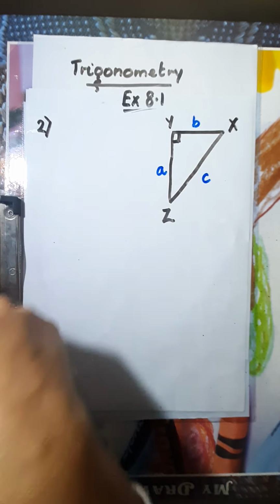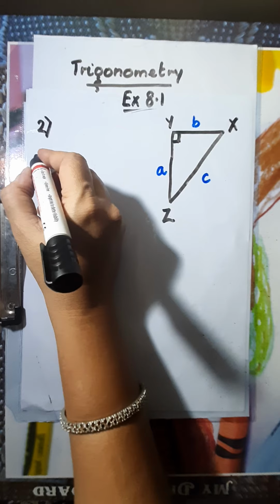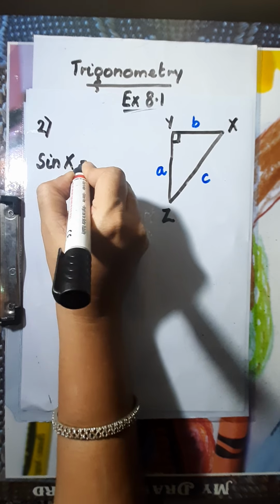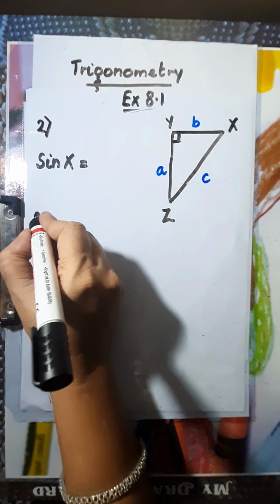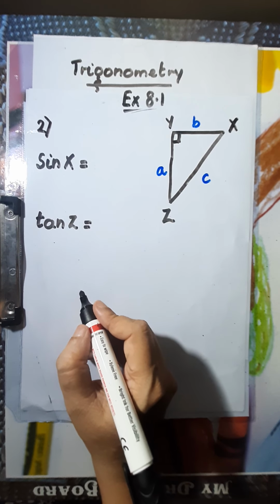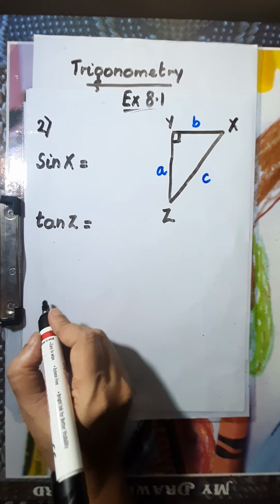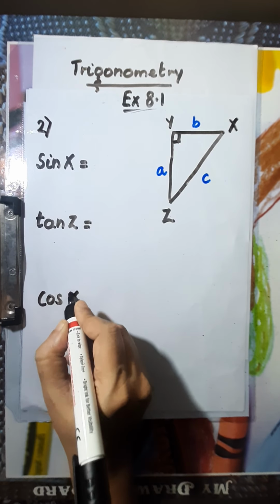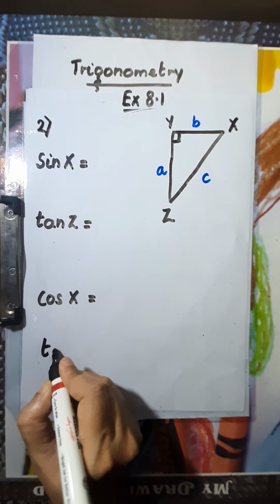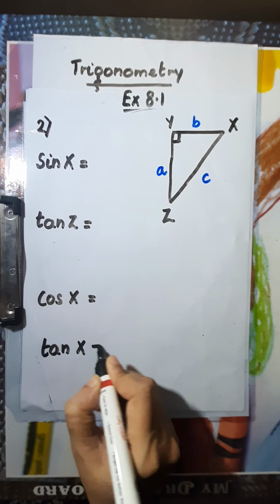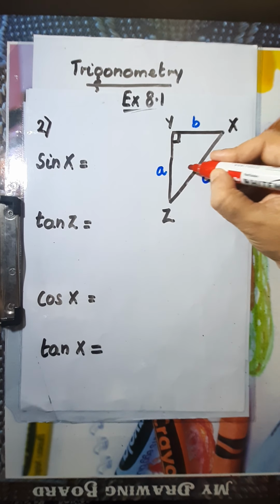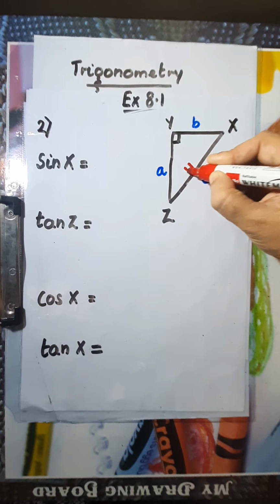Now let's see what all they have asked me to find. First they have asked me to find sine X. Second, tan Z. Third, cos X. And lastly, tan X. Now, first and foremost, mark the hypotenuse. Mark it with red. This is 90, and opposite to that, this side is known as the hypotenuse.